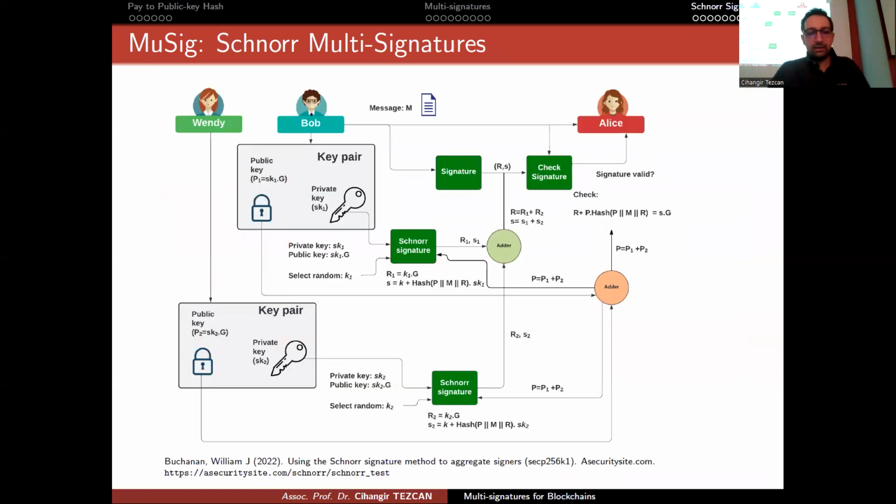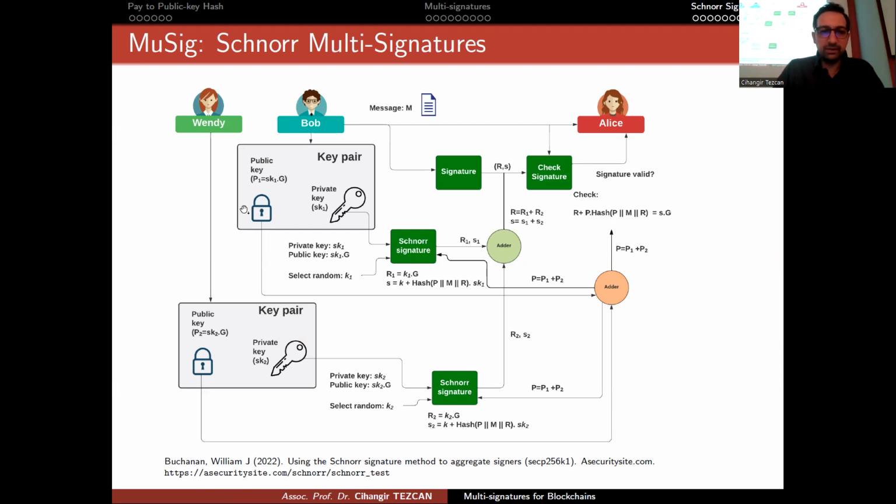Okay. So I took this picture from Professor William Buchanan's webpage. I also left the web page link here because it doesn't only contain the picture, but it also provides source code and examples where you can really perform MuSig Schnorr multi-signature operations, and it is very informative. But the picture is also helpful to us. So far, we always focused on the multiplicative group, but in the elliptic curve, it works like this.